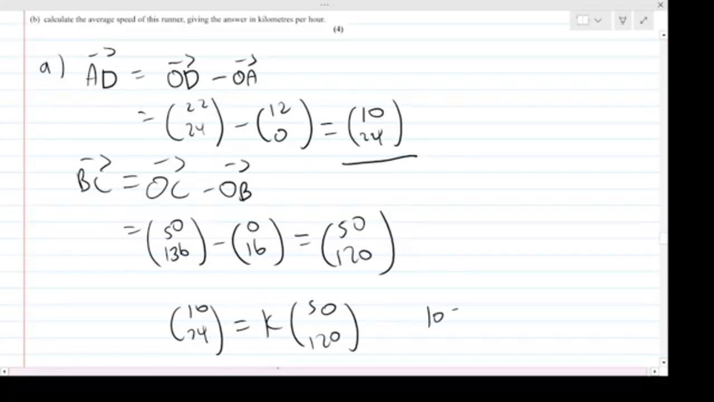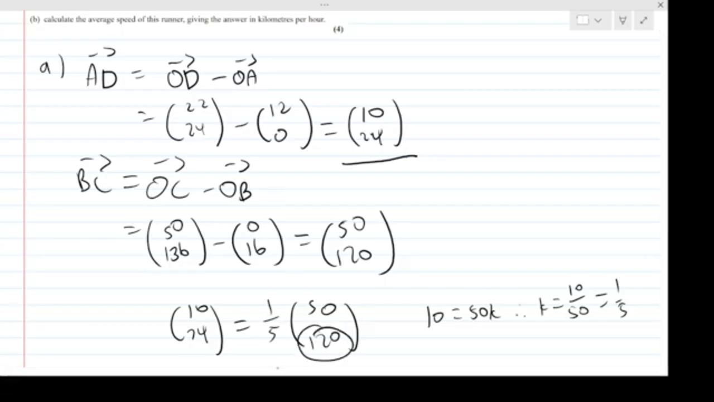So we could say that 10 has to equal 50k. Therefore k is 10 over 50, which should be a fifth, right? So does a fifth work? Well then, a fifth times 50 is 10, and then a fifth times 120. So 120 divided by 5 does get me 24.